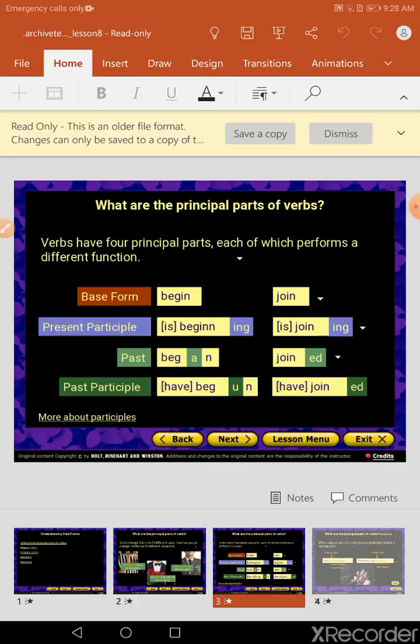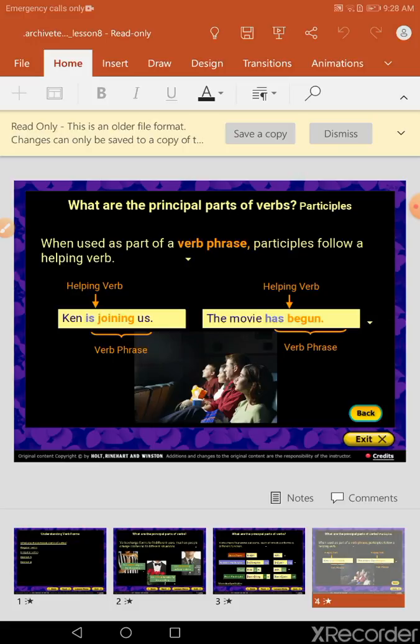The second example, the verb join. So join is joining, joined, and have joined. The difference is so simple, guys. The verb begin is an irregular verb, while the word join is a regular verb. You form the past by adding ed and the past participle by adding ed. The next point.